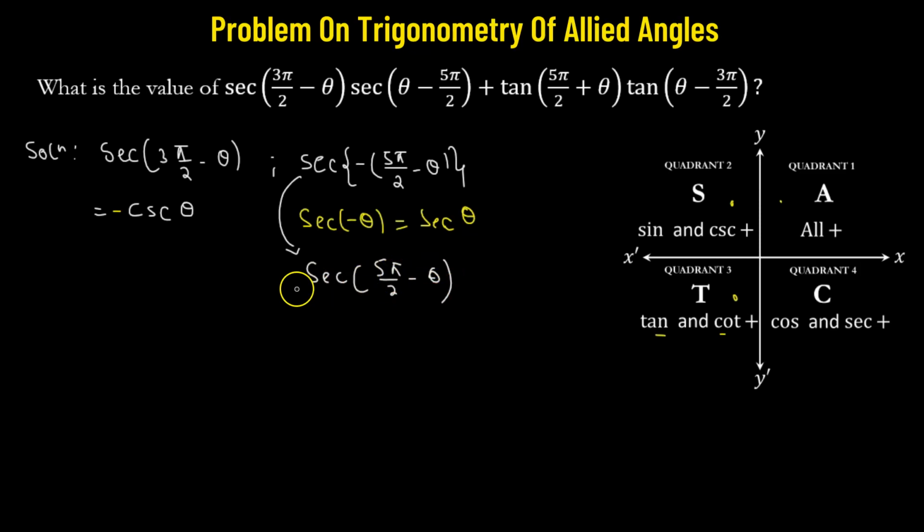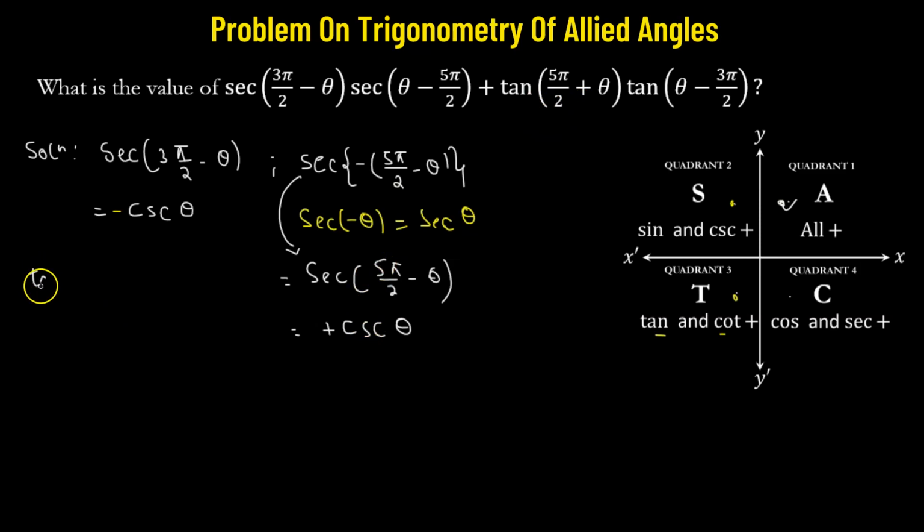Now here we have an odd multiple, 5 is an odd number, an odd multiple of pi over 2. So secant is going to transform to cosecant. We're going to have cosecant of theta. Now we need to check in which quadrant this angle lies. So we have first, second, third, fourth, fifth. So 5 pi over 2 is going to lie in the first quadrant, and we are also going to subtract theta from it. Theta being an acute angle lying between 0 and pi over 2, it's still going to lie in the first quadrant. Here in the first quadrant, all trigonometric functions are positive, so our value is going to be positive cosecant theta.